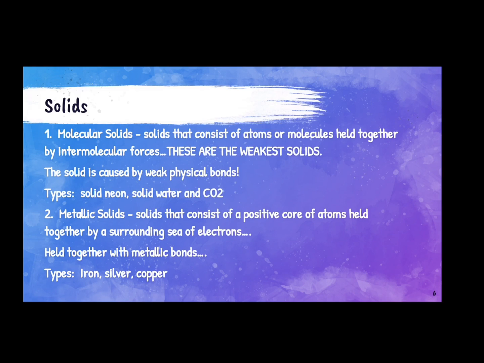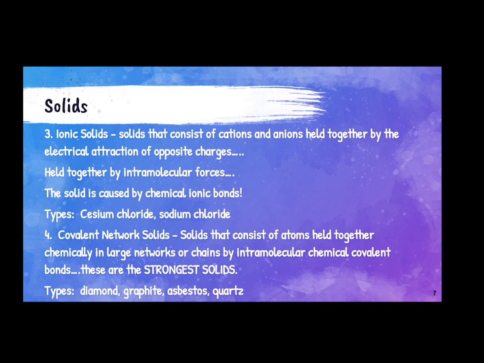Next, we have metallic solids, which consist of a positive core of atoms held together by a sea of electrons. That's going to be your metallic bonds, which are generally your transition metals on the periodic table. All of those have a sea of electrons. Examples would be iron, silver, and copper. So it's stronger than the molecular solids, but still weaker than our other two.